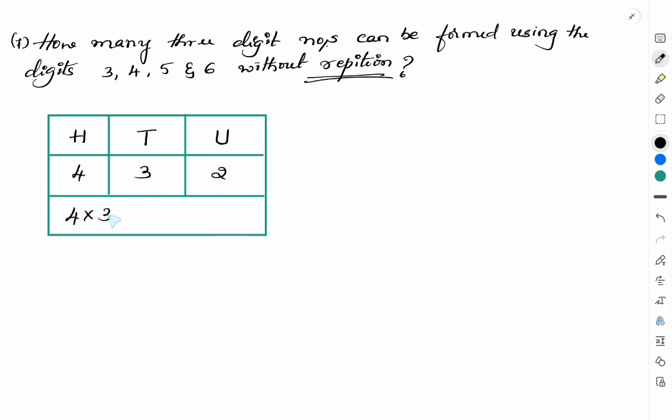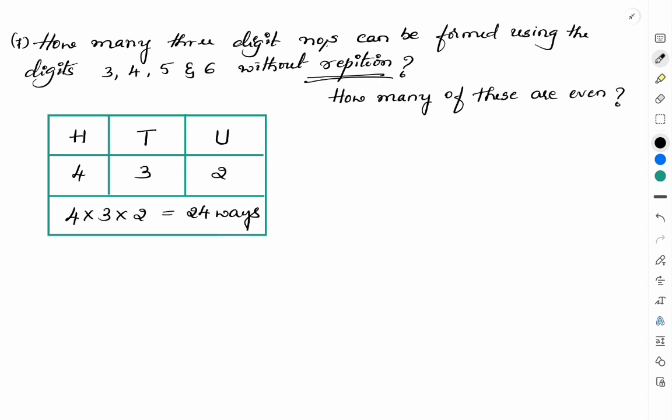So total of 4 into 3 into 2, which is equal to 24 different ways by which we can form a 3 digit number from 3, 4, 5, 6 without repetition. Now further, if you have another question for the same problem, like how many of these are even?